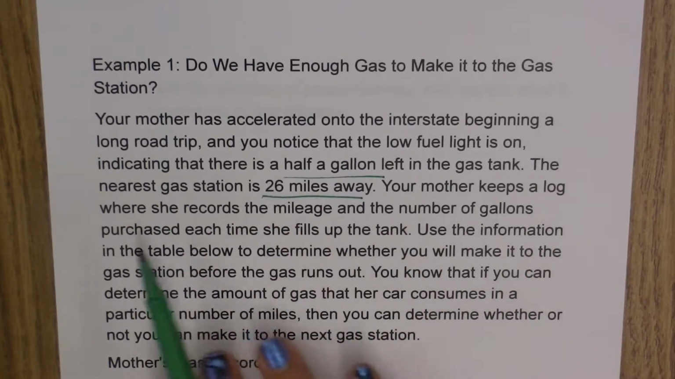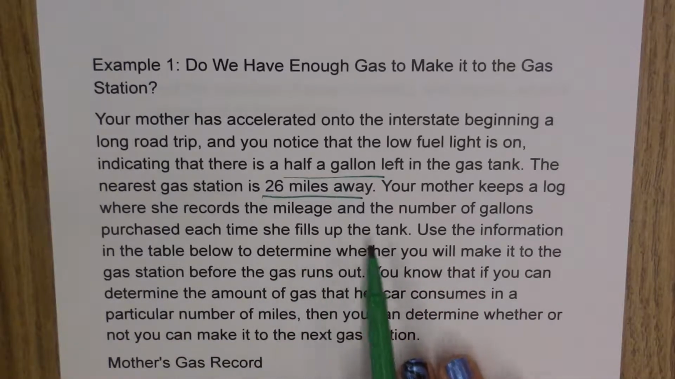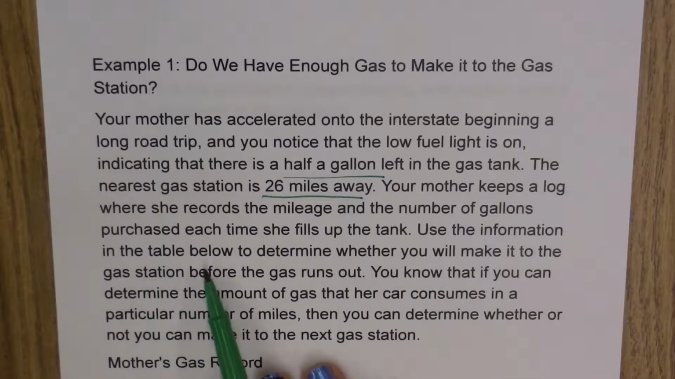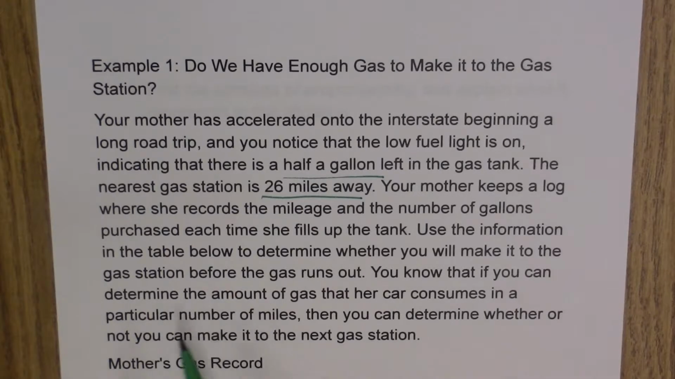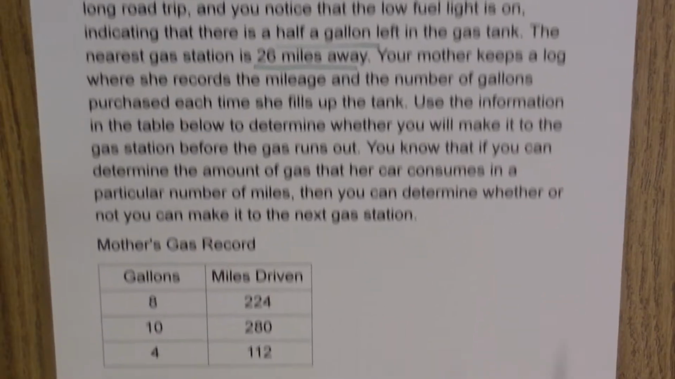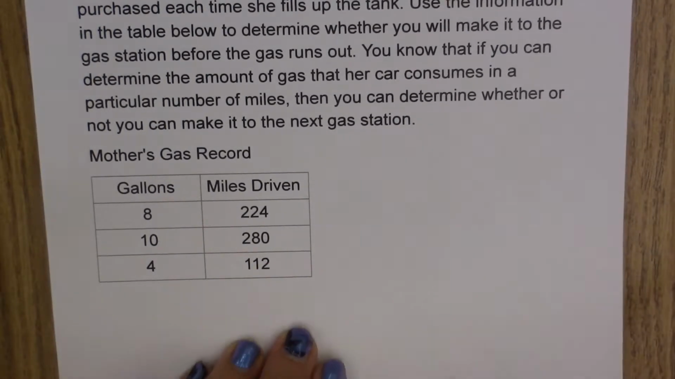Your mother keeps a log where she records the mileage and the number of gallons purchased each time she fills up the tank. Use the information in the table below to determine whether you will make it to the gas station before the gas runs out. You know that if you can determine the amount of gas that her car consumes in a particular number of miles, then you can determine whether or not you can make it to the next gas station. And then here's Mom's table that she has kept in her vehicle.